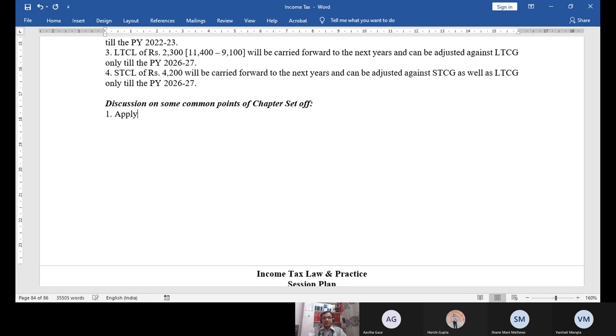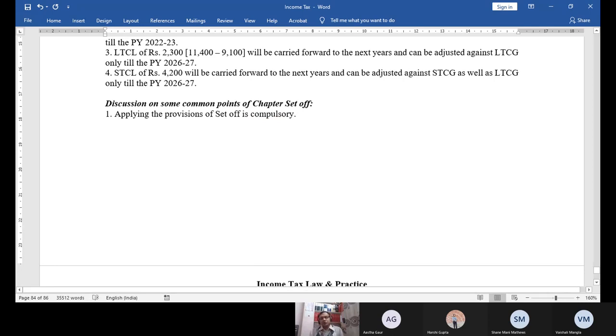You cannot take a decision that next year I will apply. No, if your loss is allowed to be adjusted and you have sufficient profit, you have to adjust it. Applying the provisions of set off is compulsory as per the ruling of the Gujarat High Court. I'm not discussing those rulings, but as per the Gujarat High Court ruling, the set off application is compulsory. Now, whether it will be applicable across India or not, of course, there are some debates and issues. So, these are litigation matters.